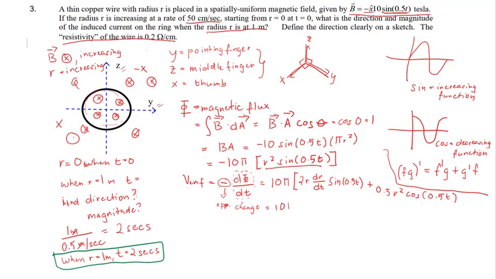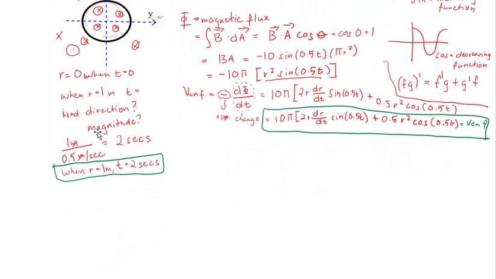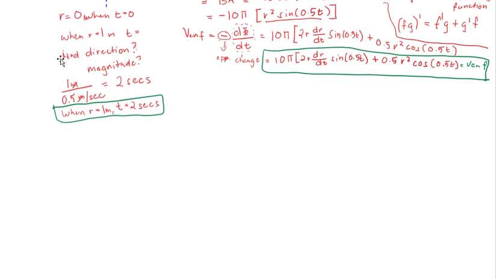Okay, let's just rewrite that here. So that's 10 pi times 2r dr/dt sine 0.5t plus 0.5 r squared cosine 0.5t. Okay, let's just put that in the box so it's clear. So now we can scroll down here, get some more space.